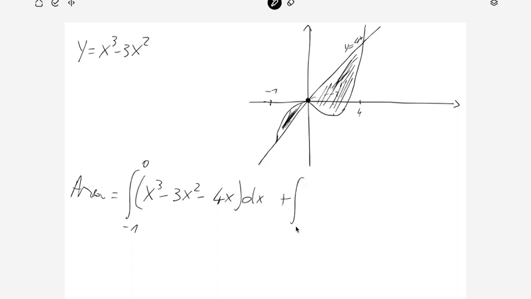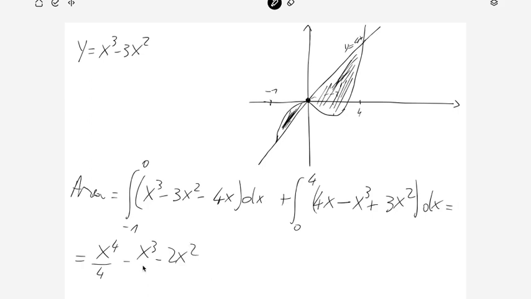In the second part, from 0 to 4, the straight line is above. So, first the straight line, then we subtract the function: minus x cubed plus, because we have to change the sign to both terms, 3x squared dx. And this integral is x to the 4 over 4 minus 3x squared, it is x cubed. Here it is 2x squared.